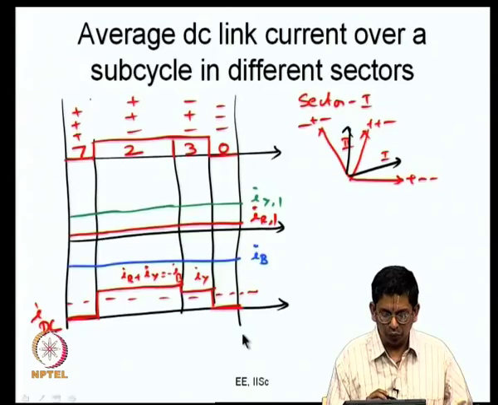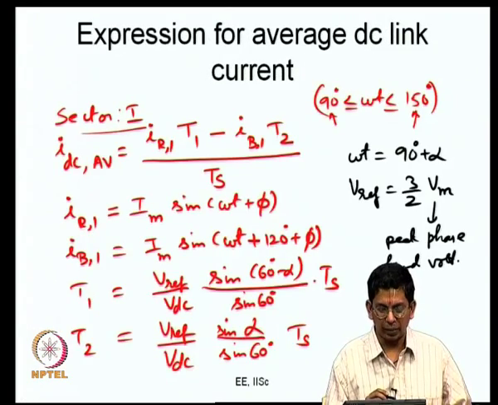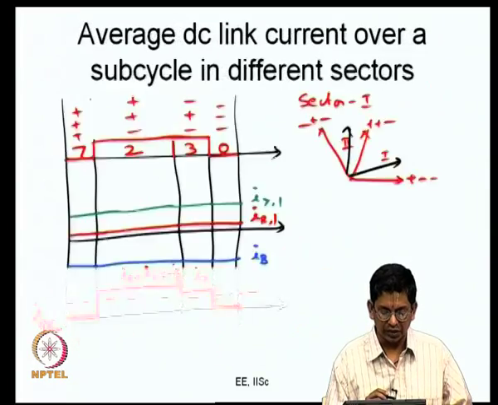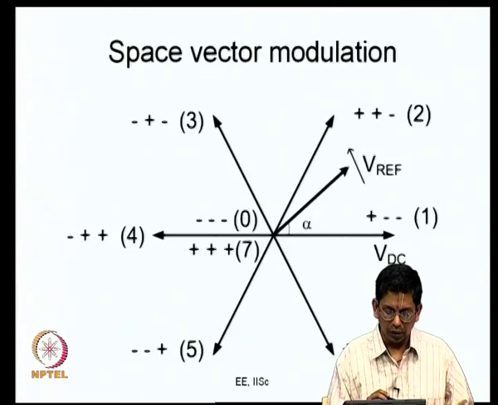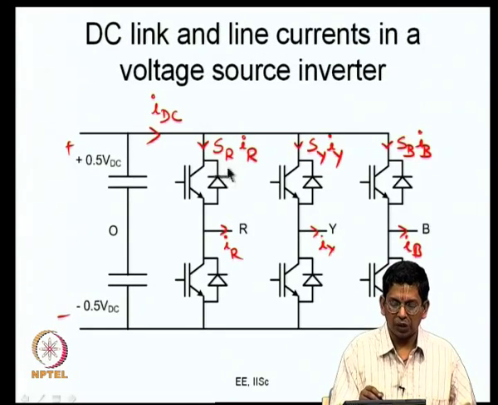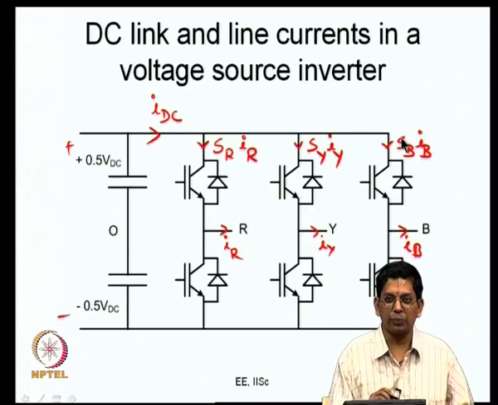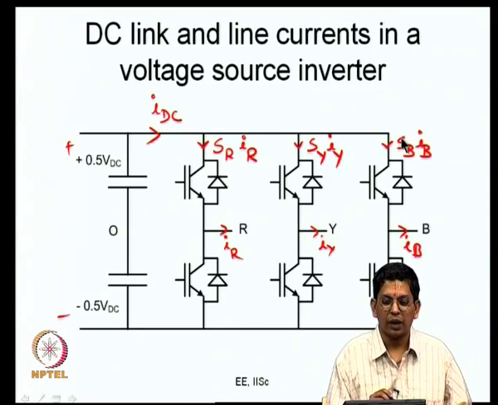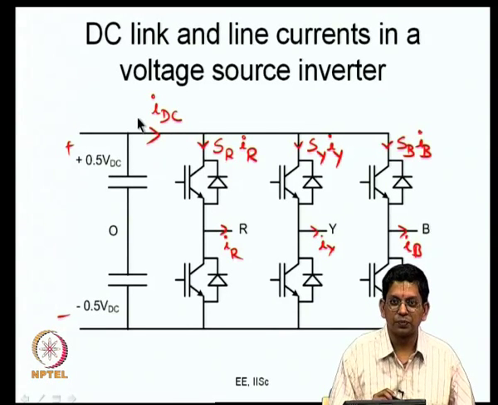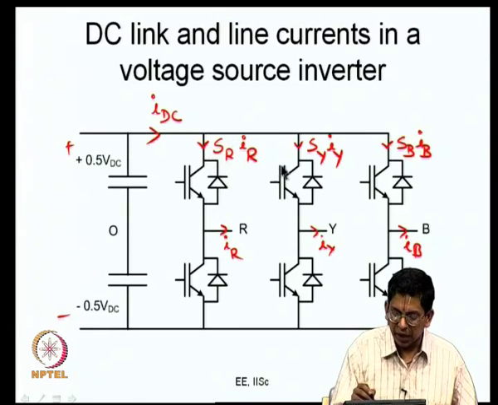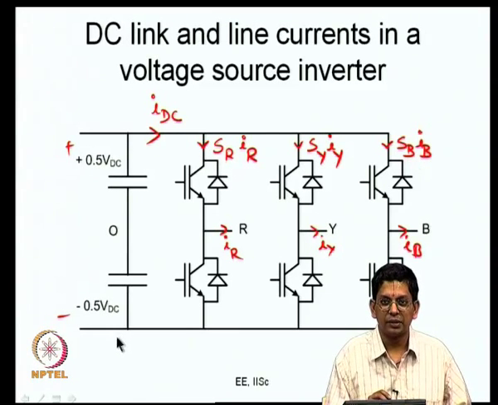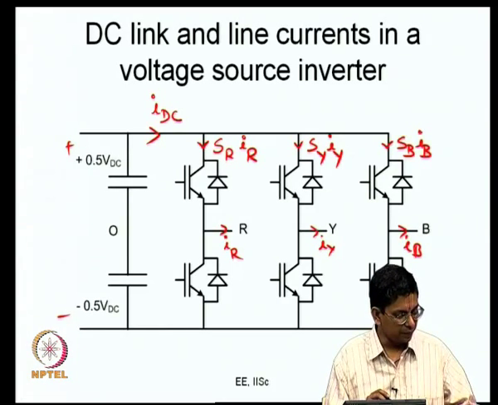An alternate way of doing this would be to look at the modulating signals, that is, let us say you look at this, what is this: SR IR, SY IY and SB IB. Now, this is the instantaneous value. If you are looking at the average, that can also be determined by the average of these, correct. So, that is the other way of doing it.